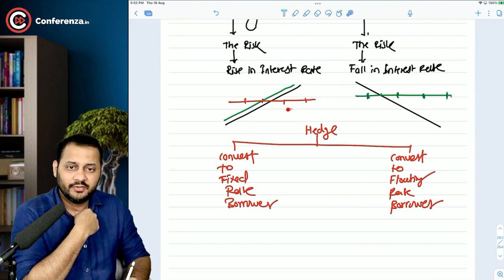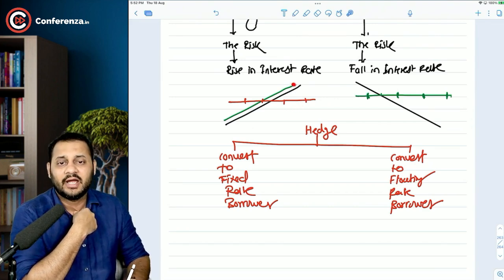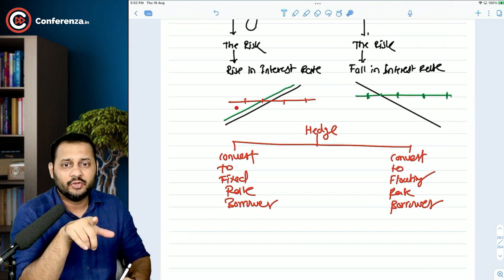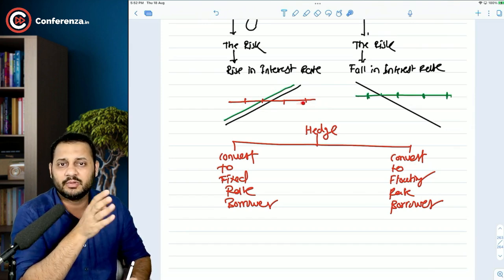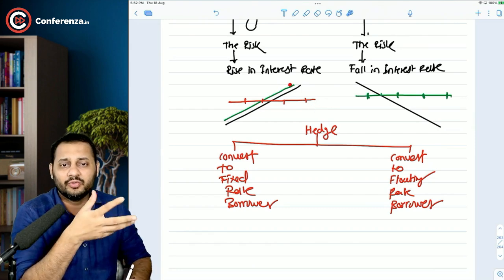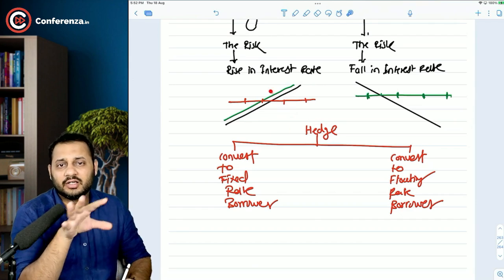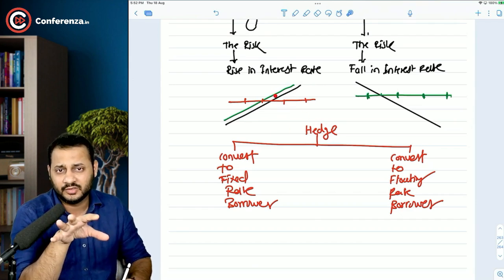So in the coming year, you will be paying a lower interest rate when the actual interest rate will be high. If the interest rates are going to rise, you can shift to this line. You can shift to this type of payment where your interest payment will be fixed and you don't have to worry about the rising interest rate. So that's when we can convert ourselves, or we can hedge ourselves.